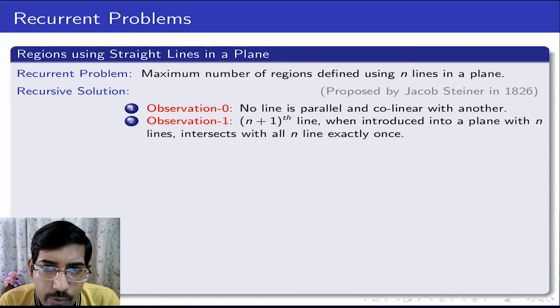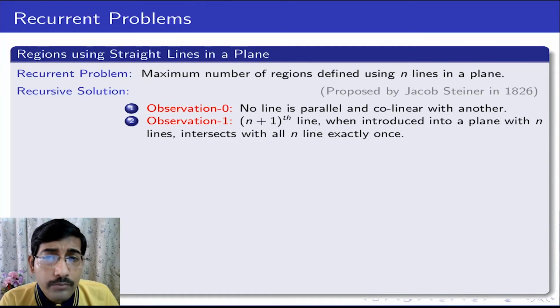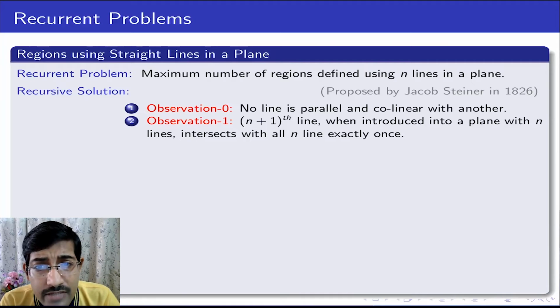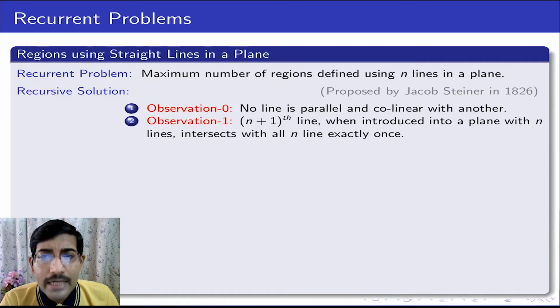What does it convey about the number of regions that is going to be formed? See, we are trying to define the problem in terms of recurrence. So, we assume that we have a set of regions already present with n lines intersecting and present in the plane. What happens with the n plus 1th line?